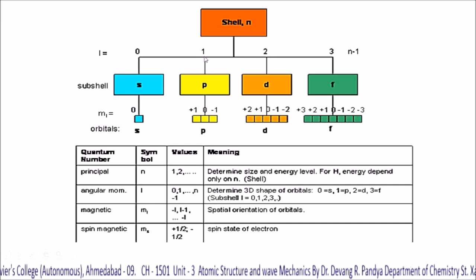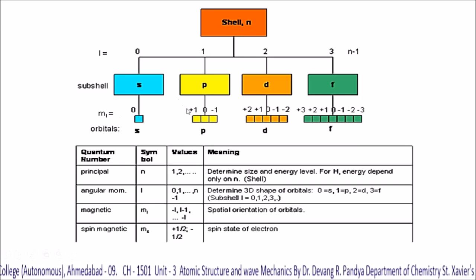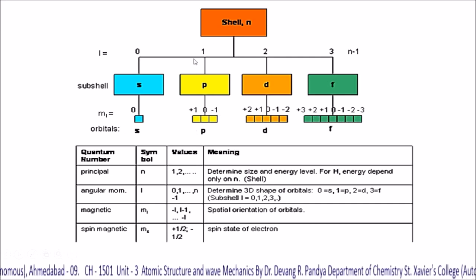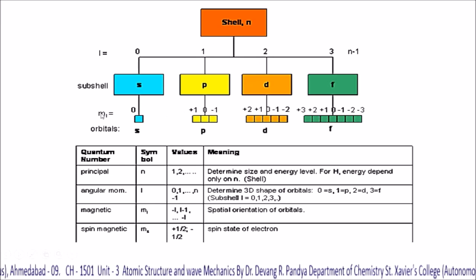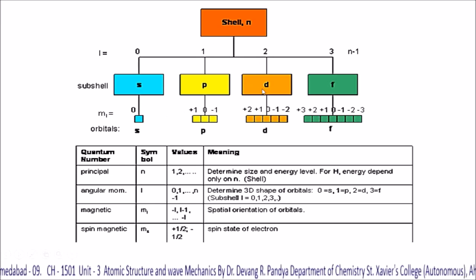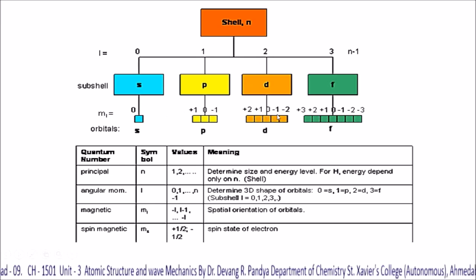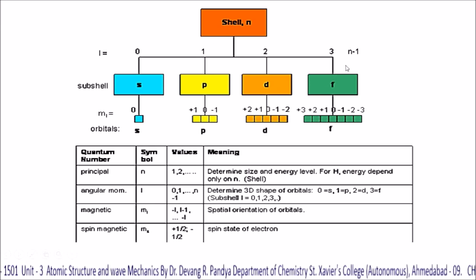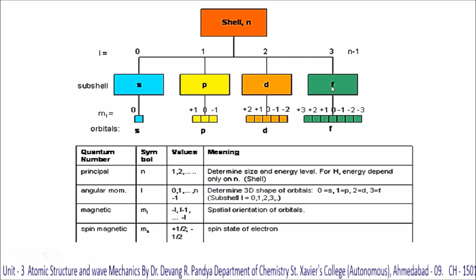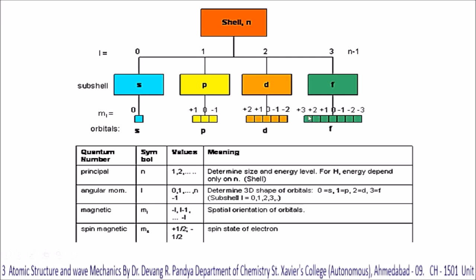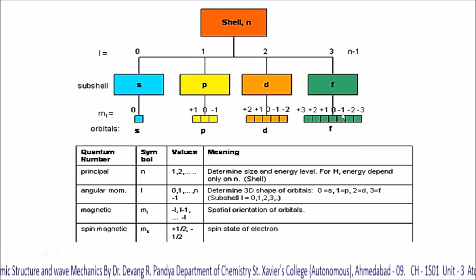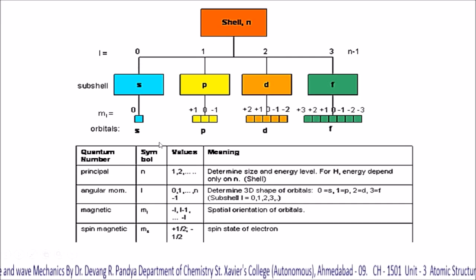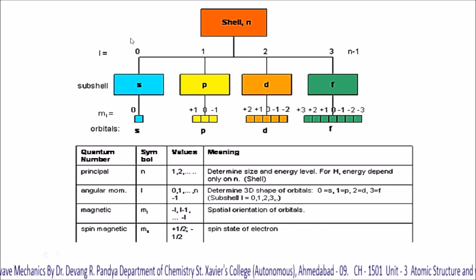For l is equal to 1 we have m_l values plus 1, 0, minus 1, so it represents the p orbital, and for l is equal to 2 we have m_l values plus 2, plus 1, 0, minus 1, minus 2, so that represents the d orbital, and for l is equal to 3 we have m_l values that represent the f orbital: plus 3, plus 2, plus 1, 0, minus 1, minus 2, minus 3. So that is the way we can represent different quantum numbers.